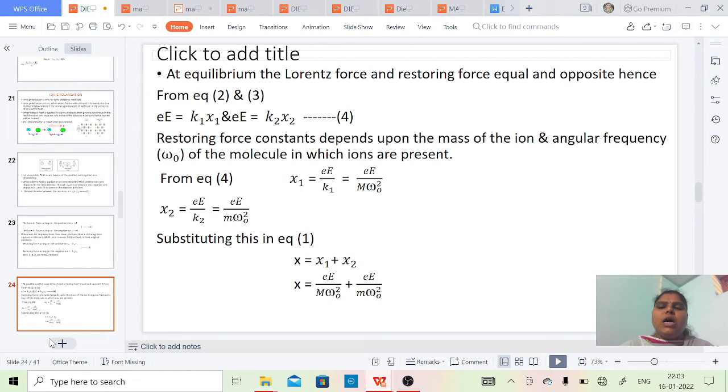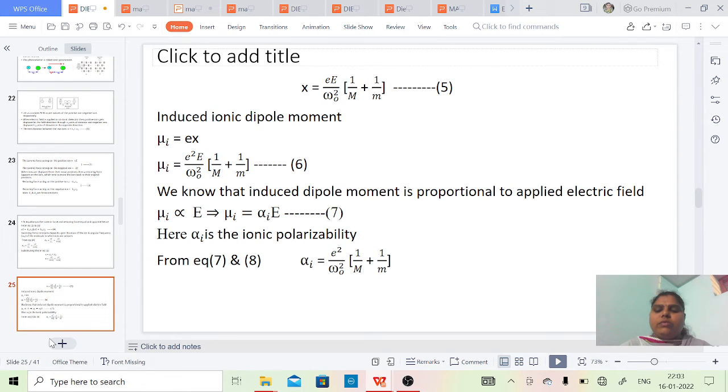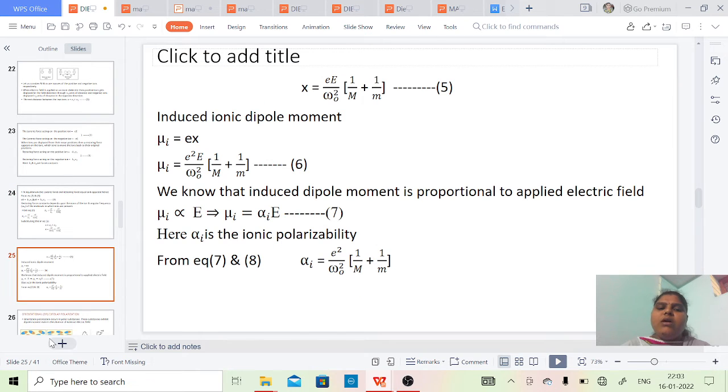At equilibrium, the Lorentz force and restoring force are equal and opposite. Hence eE equals K1 x1 and eE equals K2 x2. The restoring force constants depend upon the mass of the ion and the angular frequency omega naught of the molecule in which the ions are present. That means x1 equals eE by K1, which equals eE by M omega naught square. Like that, x2 will be also. Now we know the total displacement x equals x1 plus x2. Now x becomes the x1 term and the x2 term added, and we take the common terms from these equations. The induced ionic dipole moment mu_i equals e into x. So mu_i equals e square E by omega naught square into 1 by M plus 1 by small m.